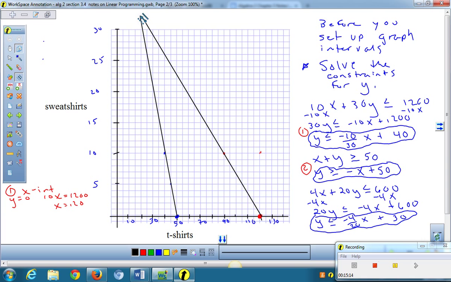And bring it all the way through your graph. And looking at that, the shading for that one is greater than or equal to -x plus 50. So where would the shading be for that one?